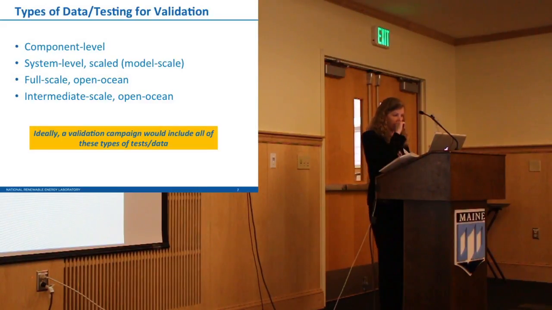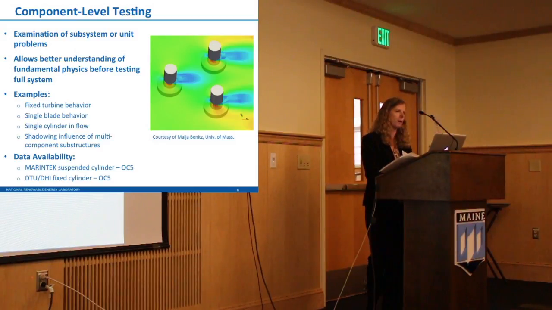As I mentioned previously, there are 3 different types of data that can be used for validation, which I show here: data from component level tests, and then full system tests, either done at scale size or at full scale in the open ocean. Each of these approaches has advantages and disadvantages, which I'm going to go over. Ideally, if you really want to validate a modeling tool, you need data from all these different types. Component level testing is the examination of just a part of the system, not the complete coupled wind system, but just a subset or unit of it.